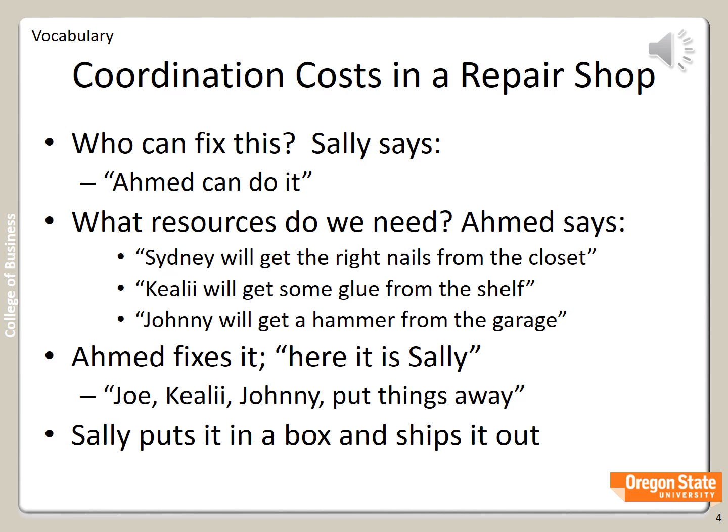Optimizing interactive processes is complicated. For example, in our example, Sally could just fix it herself. But if there are lots of repairs coming in, she might get overloaded while Ahmed is available. Every worker could have their own hammer instead of having Johnny fetch one, but buying hammers might be expensive. The time needed to acquire resources such as glue and nails depends on where they are and how hard they are to find on the shelf. In short, processes require coordination, and optimizing performance and cost involves making trade-offs.